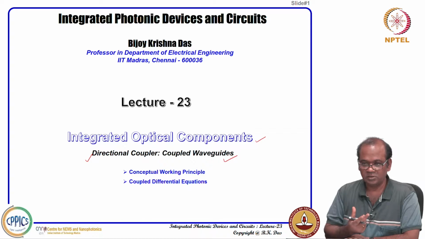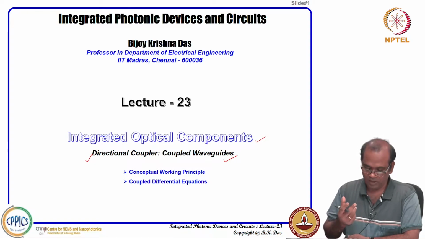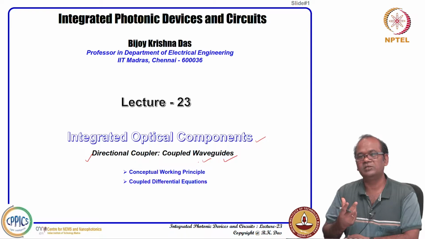Two waveguides, they can be parallel, they can be unparalleled, they can have different type of configuration. As long as they are coupled somehow, they can transfer energy between them, they will be called coupled waveguides. And in the coupled waveguides, if you have a suitable design control, then you can use them as a directional coupler.